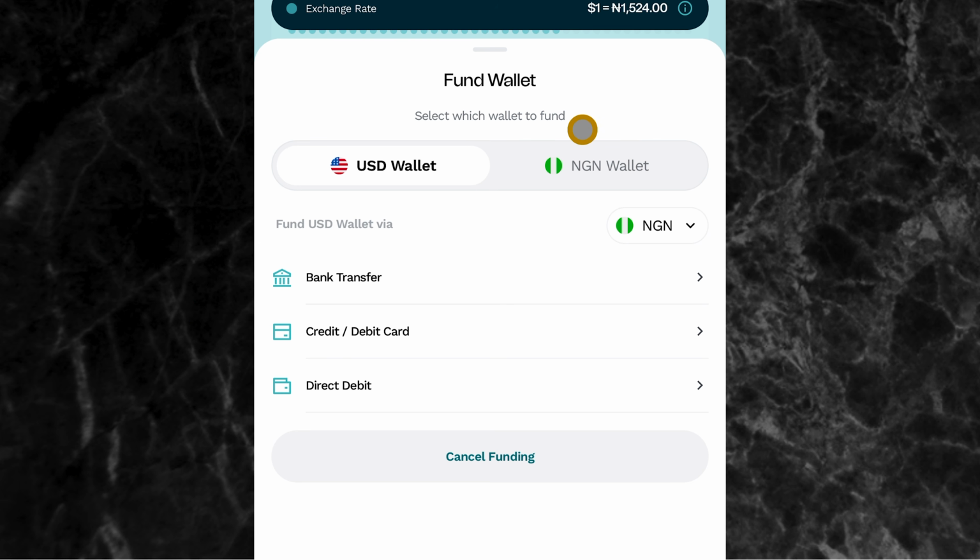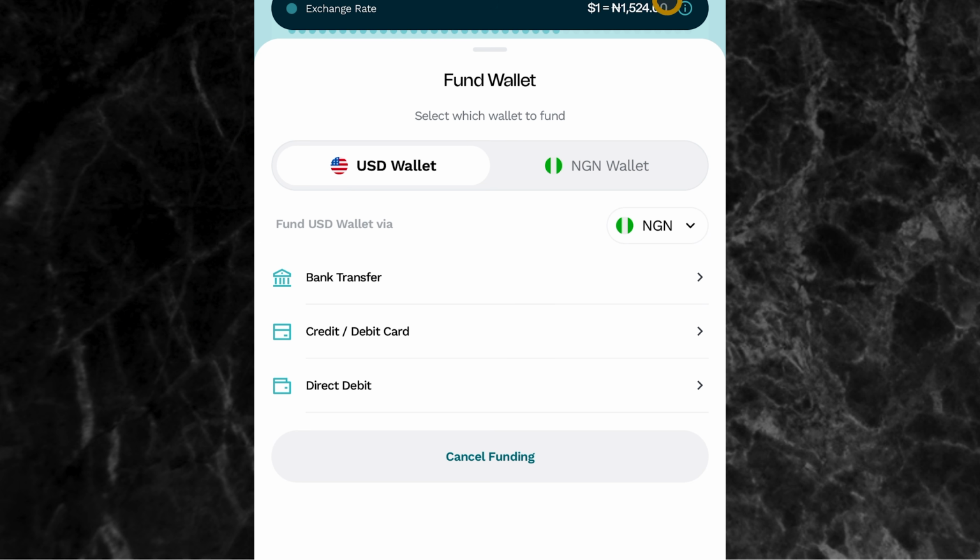So you can either deposit into your USD wallet or into your NGN wallet. If you want to deposit into your USD wallet, maybe you want to do some dollar investment, you can go ahead and deposit straight into your USD wallet. You can deposit Naira into your USD wallet. They will just help you convert the Naira to USD. That's what they will help you to do.